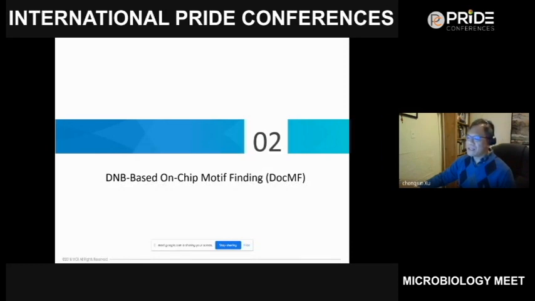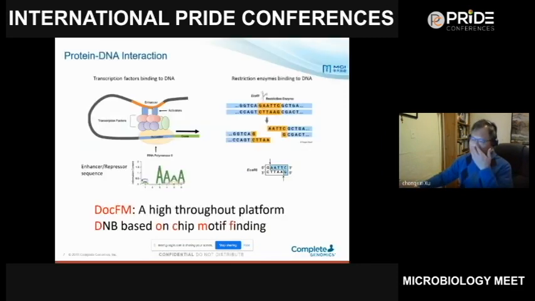This is the technology we developed to check the interactions between protein and DNA. The interactions between protein and DNA can be classified into two kinds. One of them is just binding, such as a transcription factor binding to DNA. They have some specific binding sites, for example, TATA boxes. This kind of DNA interaction has no cleavage, just binding.